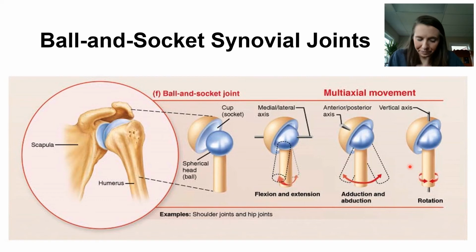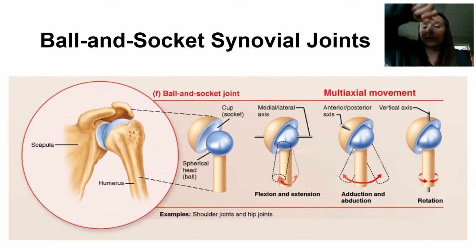And so this one gives us the most mobility, these ball and socket joints, which is why we're able to move our arms in all planes and our hips in all planes for the most part as well.